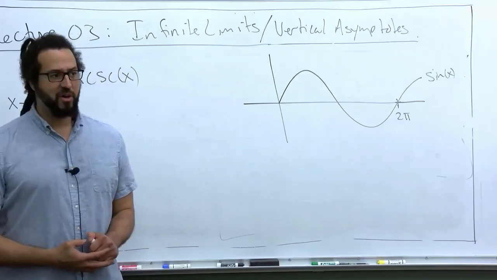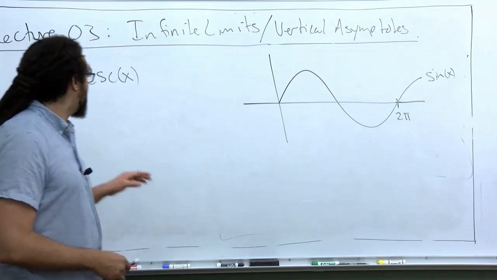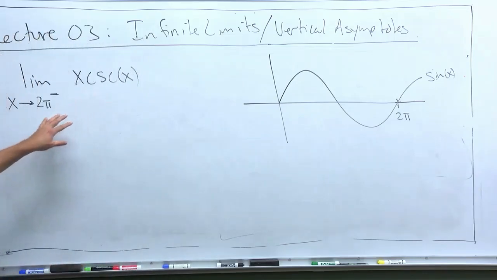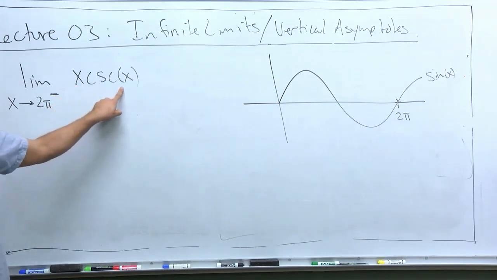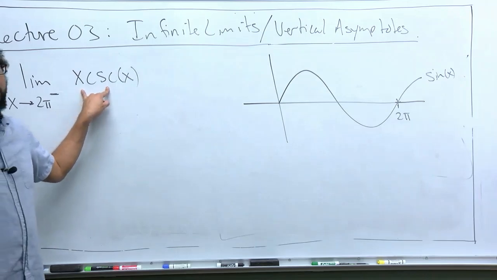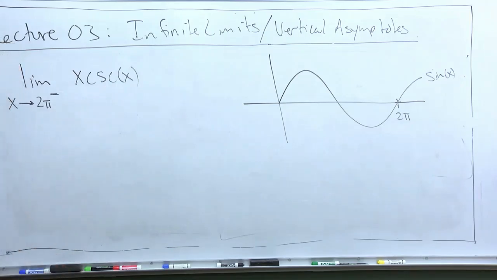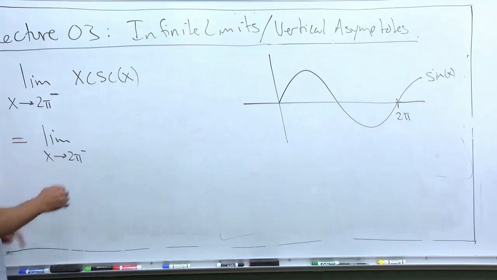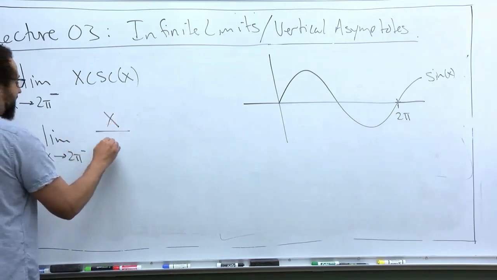Here's an example involving trigonometry. This is just a one-sided limit: the limit as x approaches 2 pi from the left of the function x times cosecant of x. Before we get started, it would be a good idea to rewrite this using more familiar trig functions like sine or cosine. Remember, cosecant is the same thing as 1 over sine. So this is really the limit as x approaches 2 pi from the left of x over sine of x.